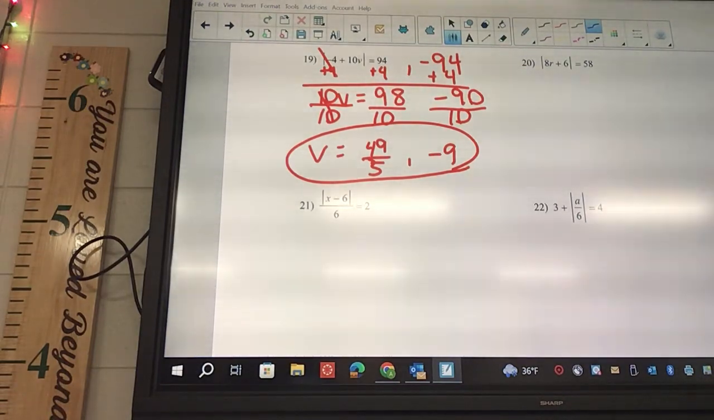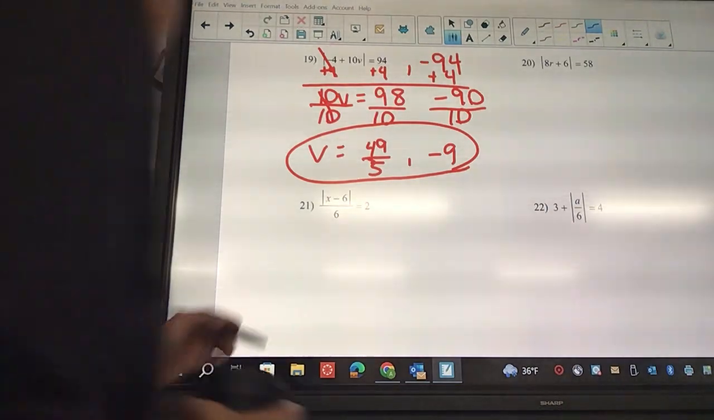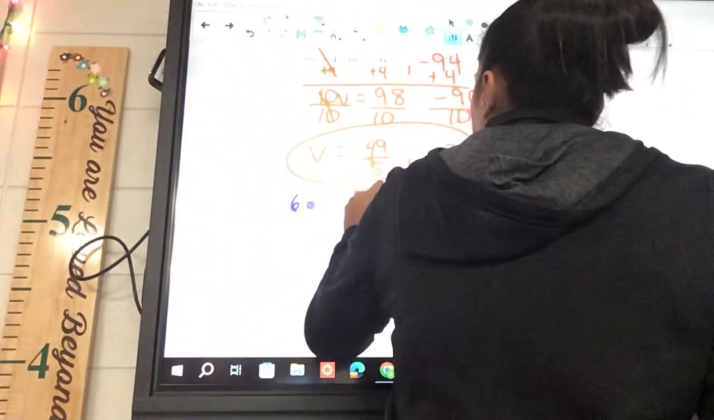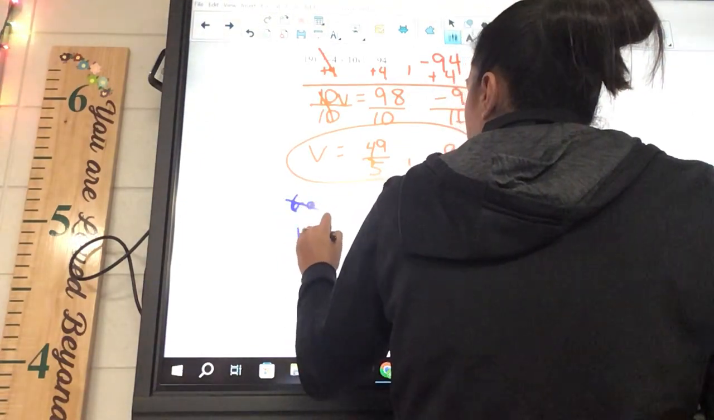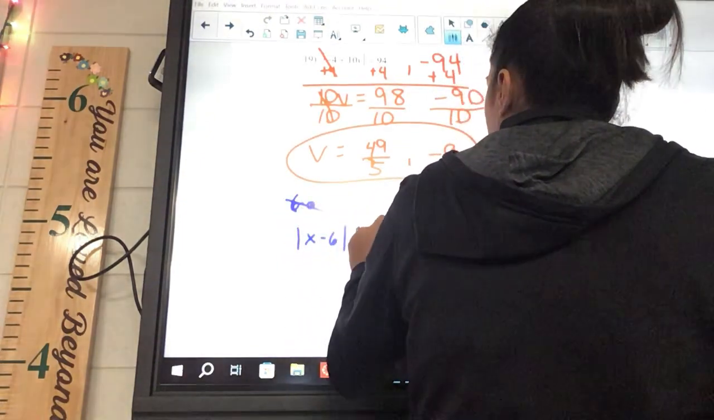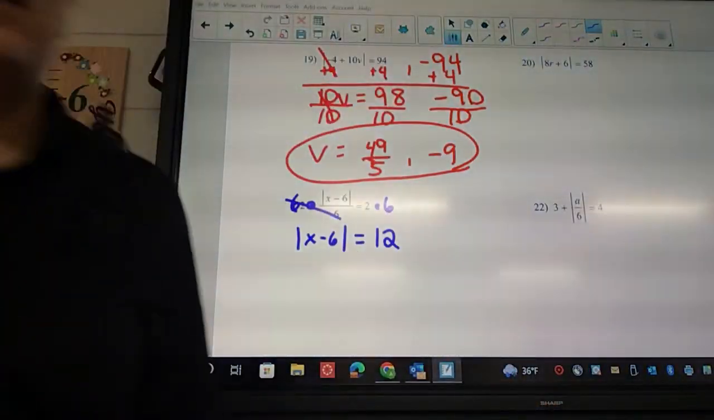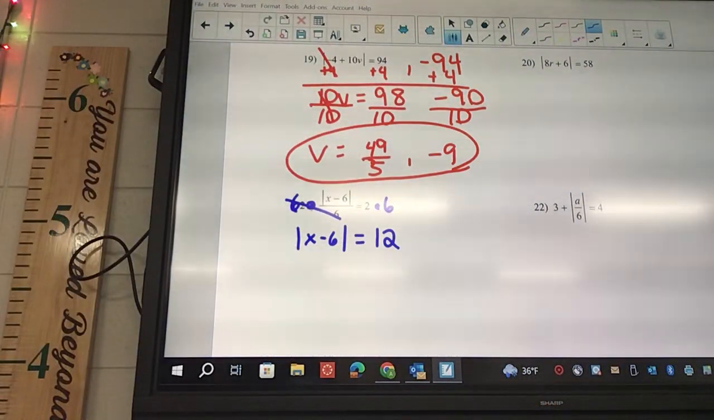Okay, 21. Is there anything on the outside of the bars? Yeah, that's 6. The 6. So before we can say comma and make it a negative, you have to move the 6 first. So we're going to say times 6 times 6. So I got bar, x minus 6 bar equals 12. Okay, and so now we can look at it. Is there anything on the outside of the bars? No, so now I can say comma and make it a negative 12.